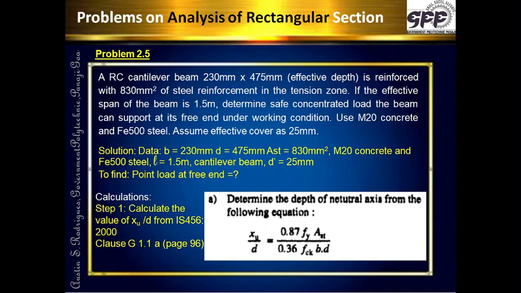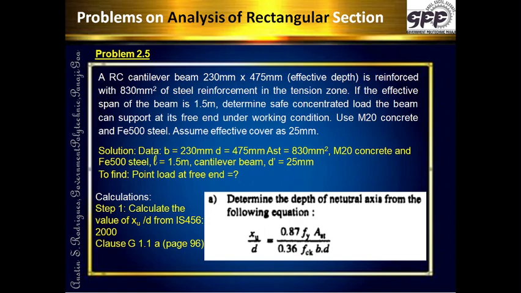Now coming to the solution. As usual, we will compile all the data that has been given to us. So width is 230 mm, depth, that is the effective depth, is given to be 475 mm. The area of steel, the best part is that they have already calculated and given to us. Area of steel is 830 mm square. M20 concrete and Fe500 steel is used. The effective span is 1.5 meter. It's a cantilever beam and the effective cover d dash is given to be 25 mm.